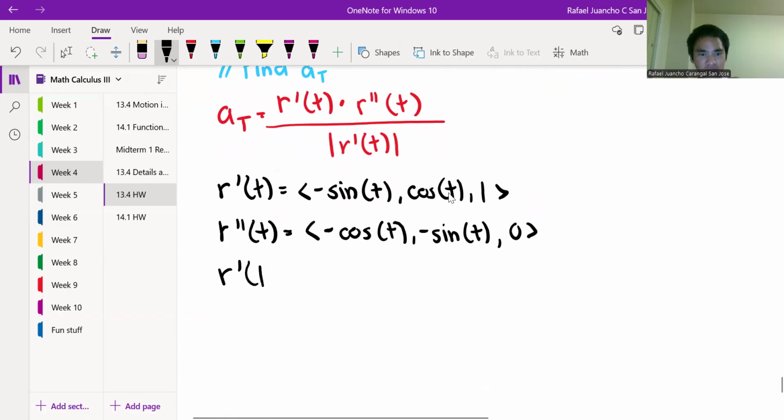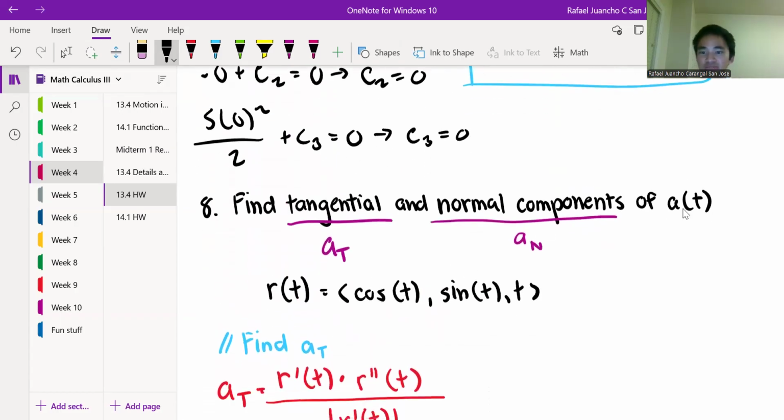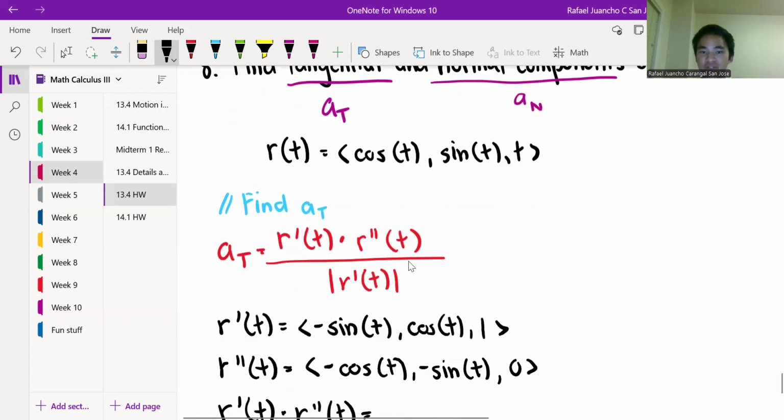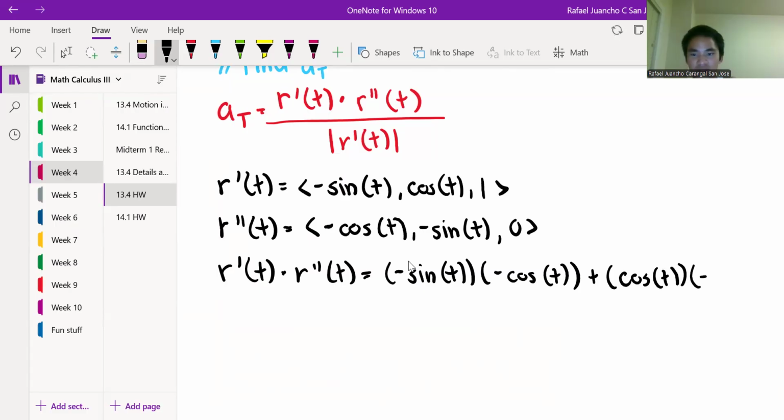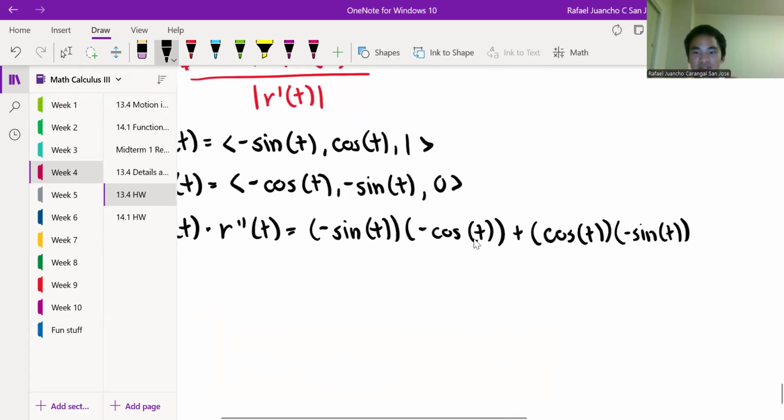Okay, so I got my dot product. Usually this would be easier without these. Okay, so I just go for it, I guess. So I multiply my sine of t and my cosine of t. Then I add it to my cosine of t times my negative sine of t. So here I'm just doing a dot product basically. And then this one's just a 0, so it doesn't matter.